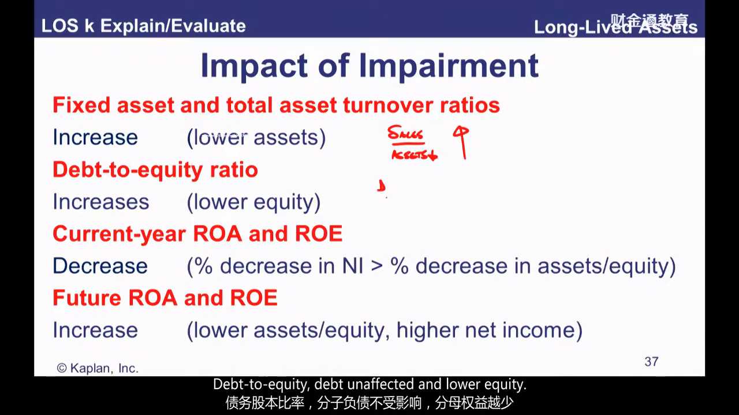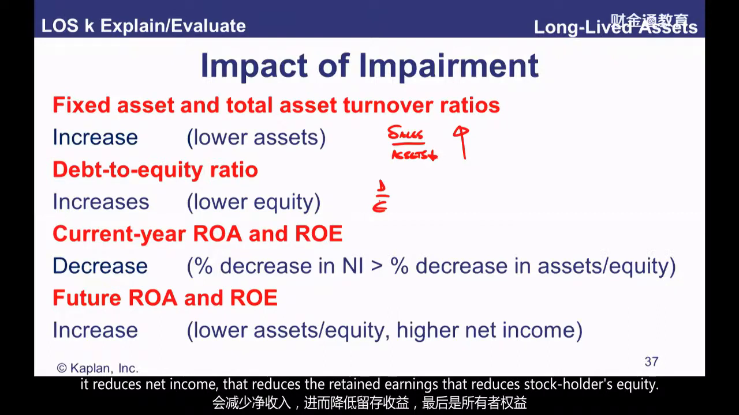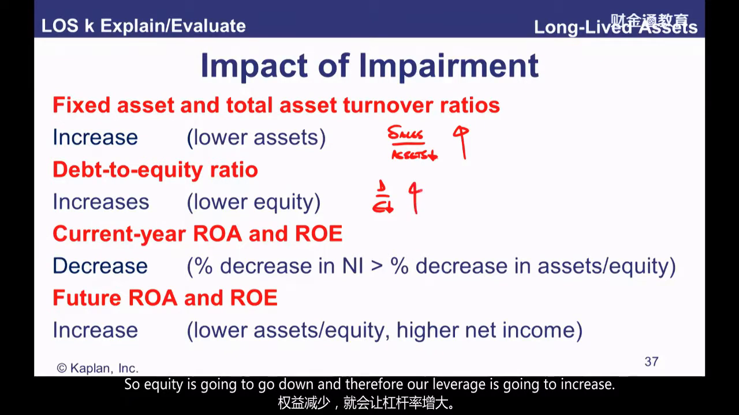Debt to equity: debt unaffected, but it's going to affect equity. The impairment, of course, hits the income statement. It reduces net income. That reduces retained earnings. That reduces stockholders' equity. So equity is going to go down, and therefore our leverage is going to increase.